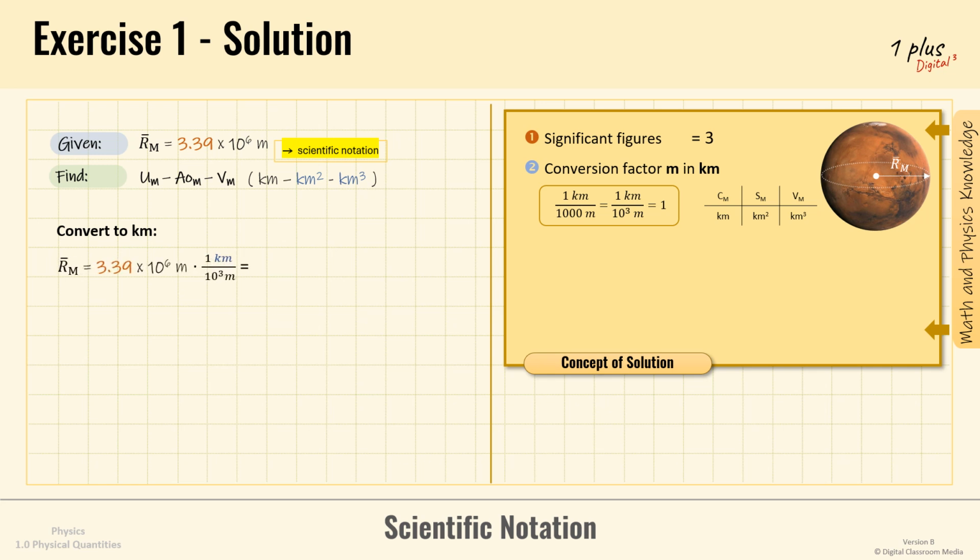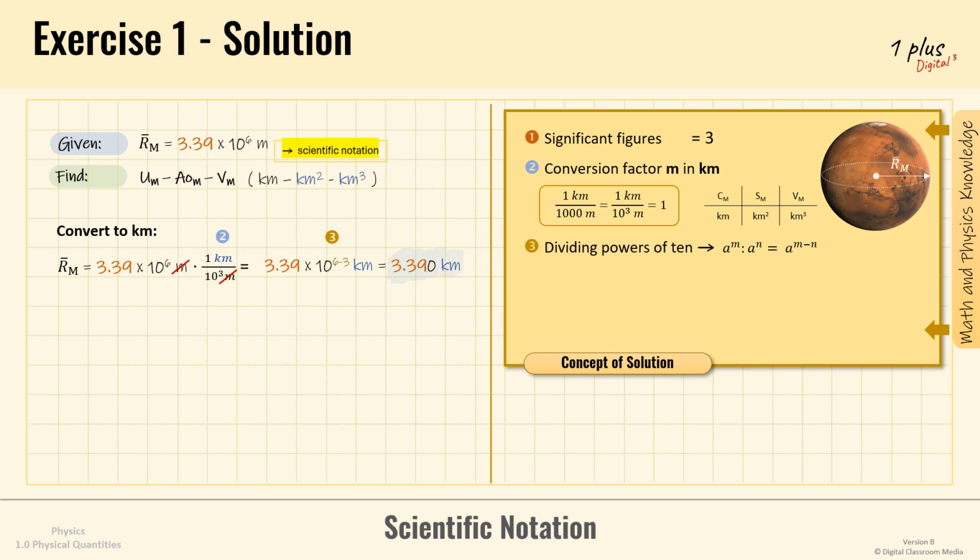If we now multiply the radius of Mars by this factor, the meters cancel out. What remains is the unit kilometer. We obtain 3.39 times 10 to the power of 3 kilometers. That means the radius of Mars is 3,390 kilometers.